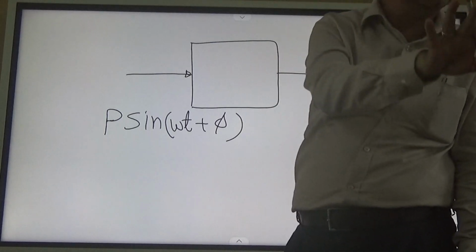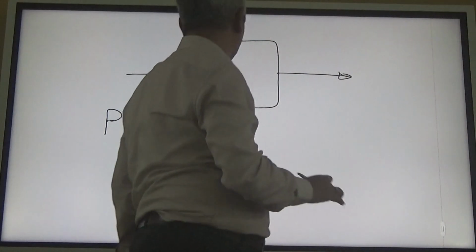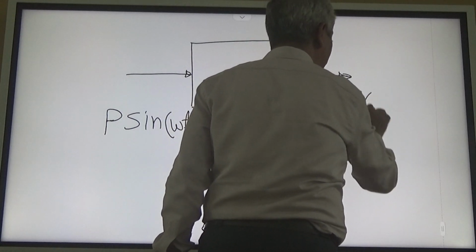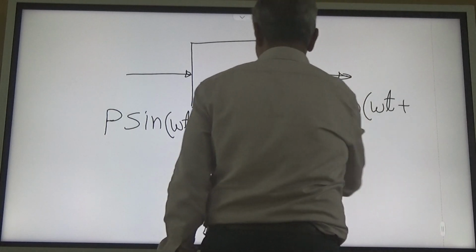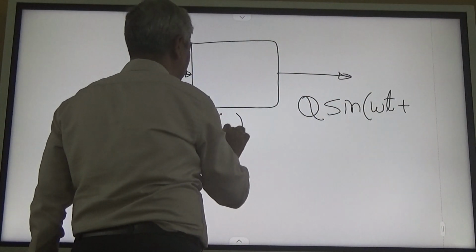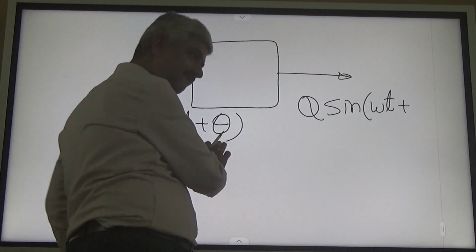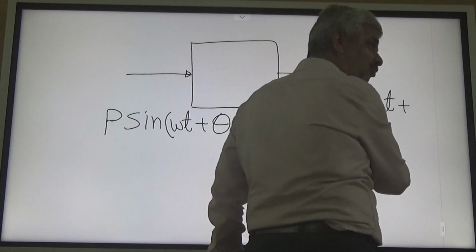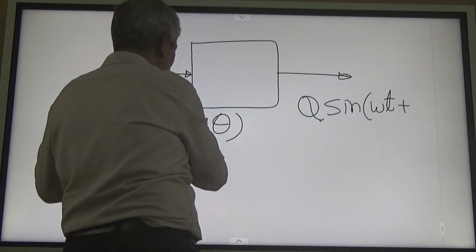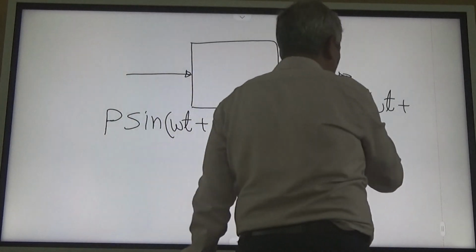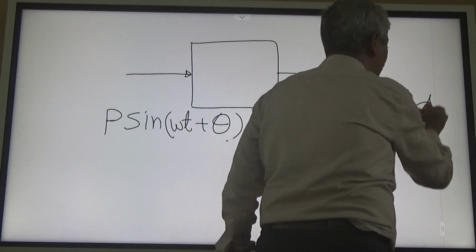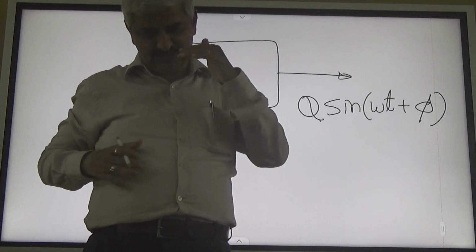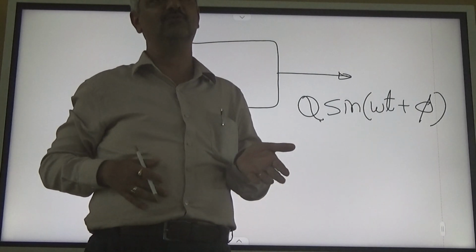Output is always a sinusoid. Let us say the input is P sine omega t plus theta. Sorry, the input is P sine omega t plus theta, and the output will be Q sine omega t plus phi. Is it right? Now, say 3-4 decades back, what were you doing?